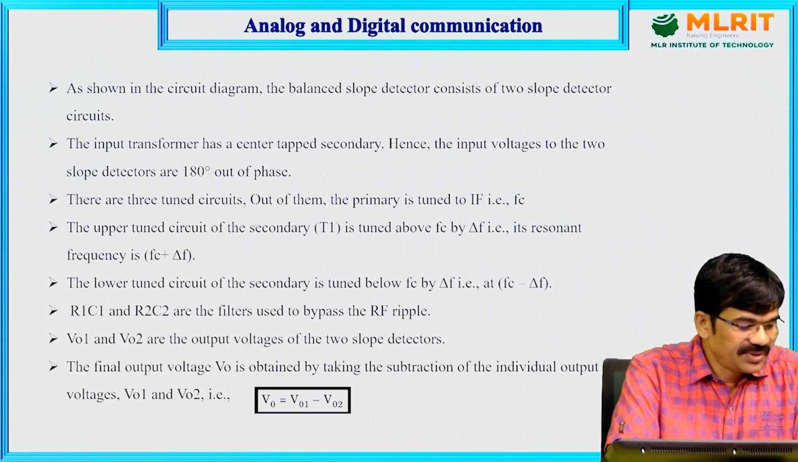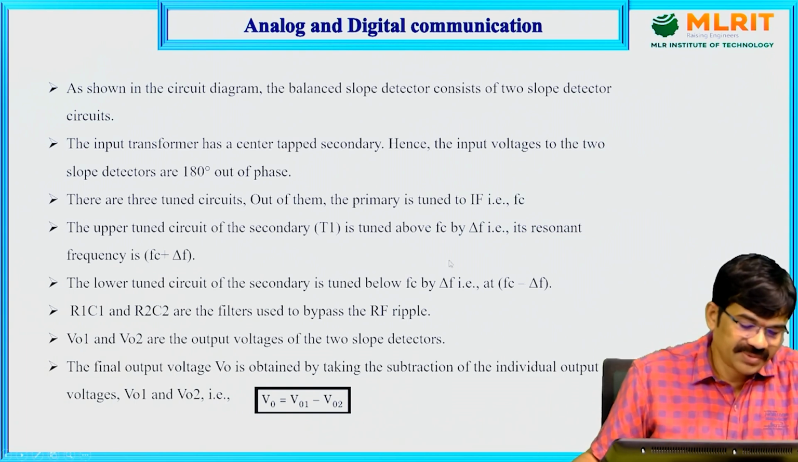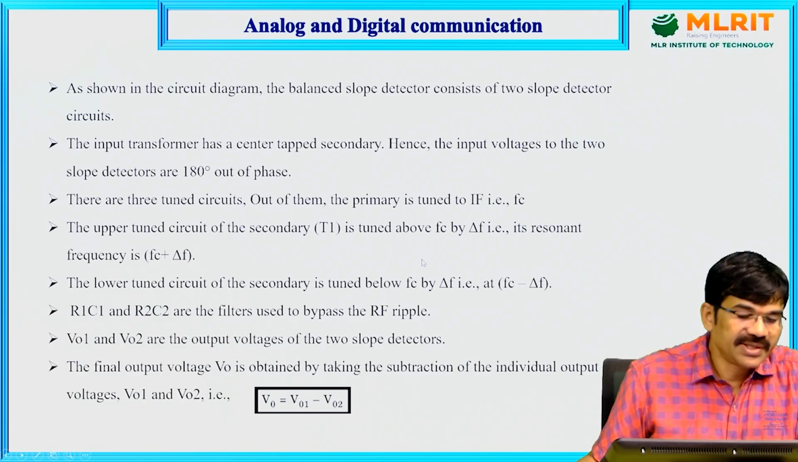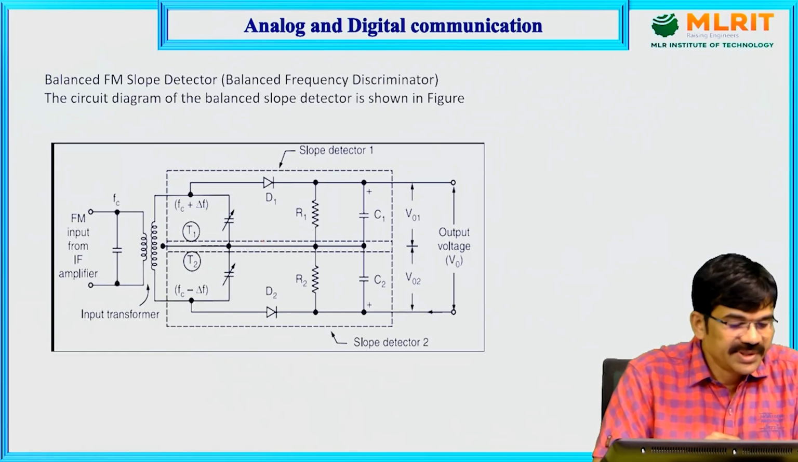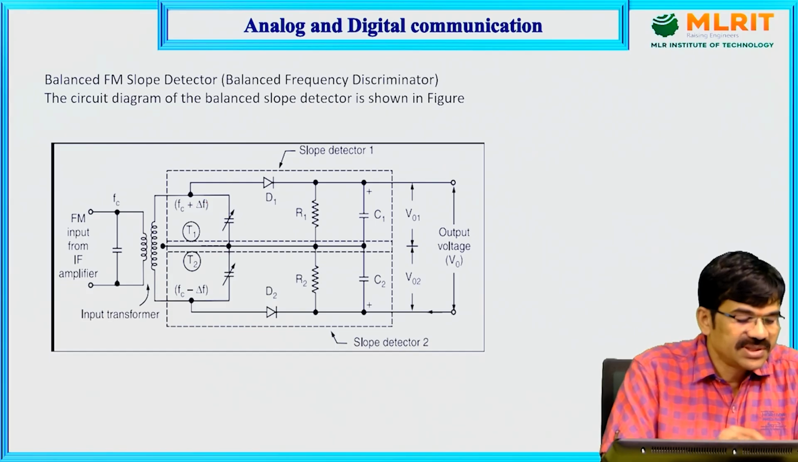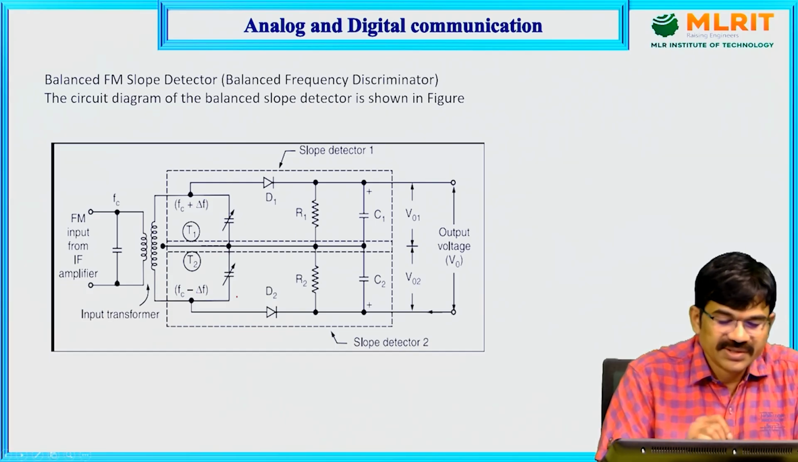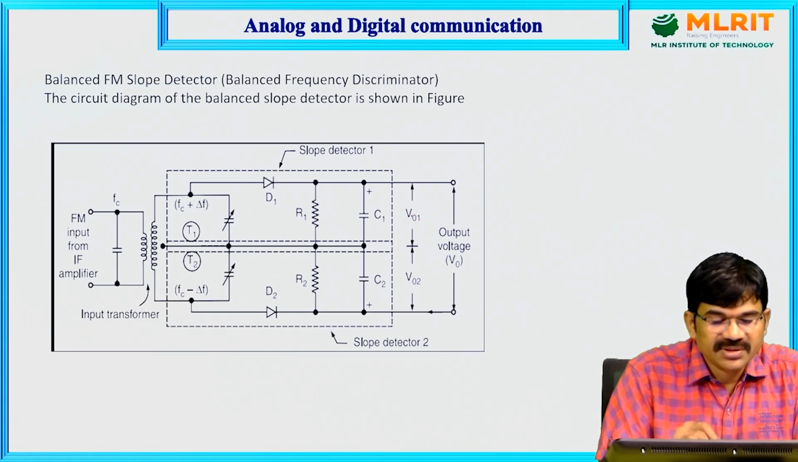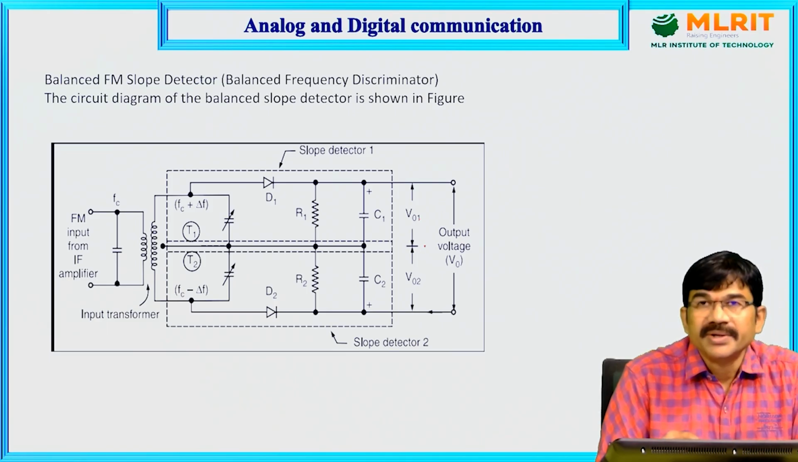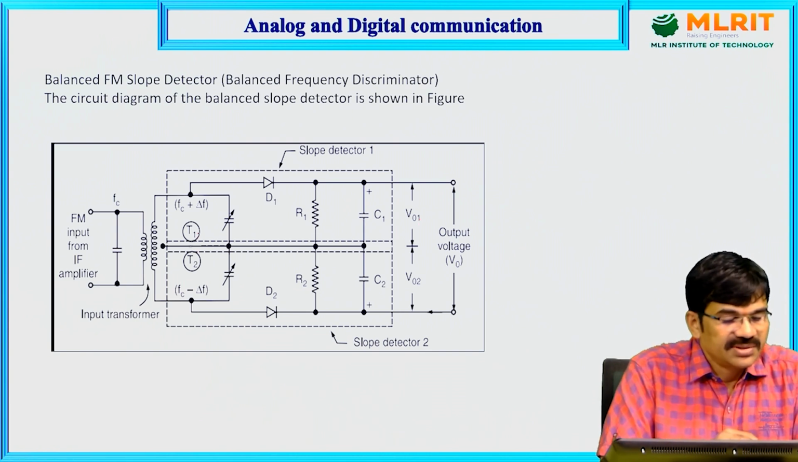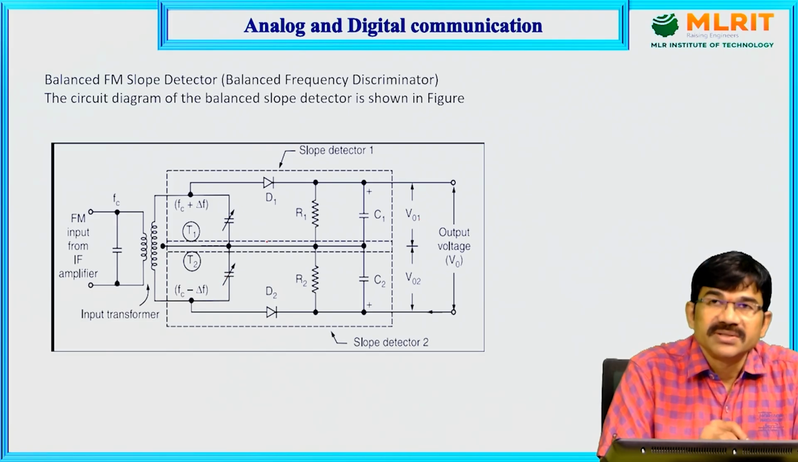Here V01 and V02 are the output voltages of the two slope detectors. The upper slope detector is tuned to fc plus delta f and the lower tuned circuit to fc minus delta f. V01 corresponds to the upper slope detector and V02 to the lower slope detector. The output voltage V0 is V01 minus V02, the difference between these two, because the center tapped transformer secondary provides a 180 degree phase shift from the upper to the lower.